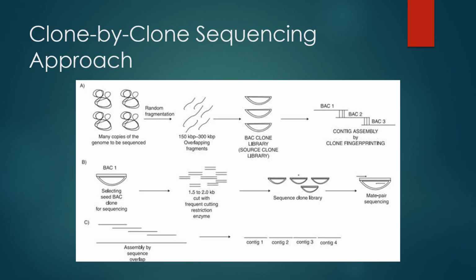There is also another approach called the clone by clone sequencing approach, which is also employed, and this approach is less popular compared to shotgun whole genome sequencing. This involves the usage of several artificial chromosomes. Particularly, bacterial artificial chromosomes are more commonly employed in the clone by clone sequencing approach.